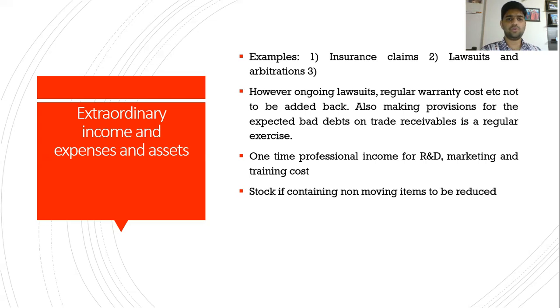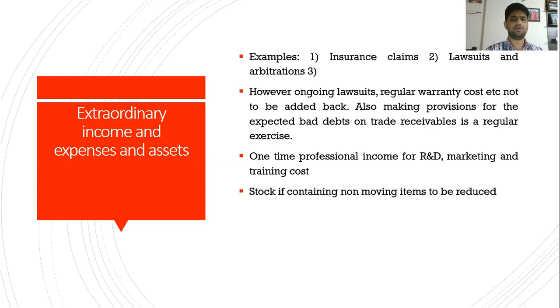Then lawsuits and arbitration. Suppose because of some court cases, we may have a huge cost, and that is not recurring. In that situation, we should add that back. There are so many examples like this. However, with ongoing lawsuits, sometimes there can be continuous lawsuits because of the nature of business. Then that should not be added back.